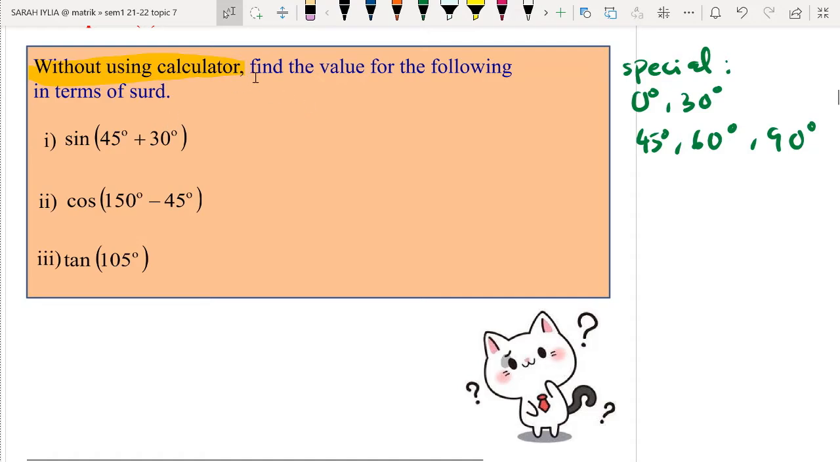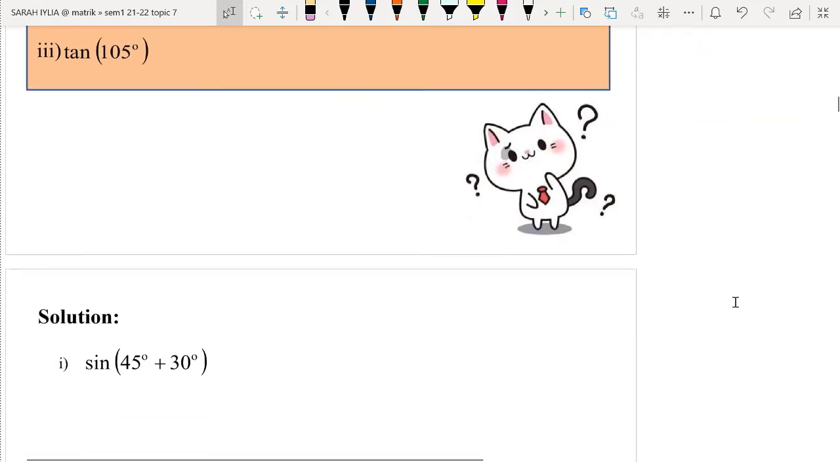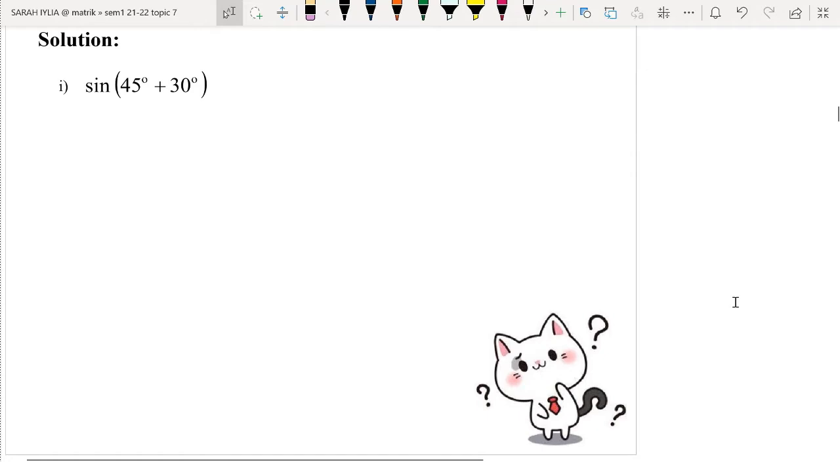Okay, sambung balik soalan tadi. Find the value for the following in terms of surd. So, jawapan kita ada surd kat situ. First one we have sin of 45 plus 30, cos of 150 minus 45, and last one we have tangent of 105. Kita pergi one by one. So start with the first one, sin of 45 plus 30.